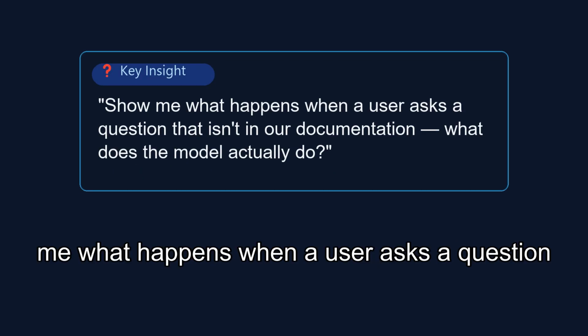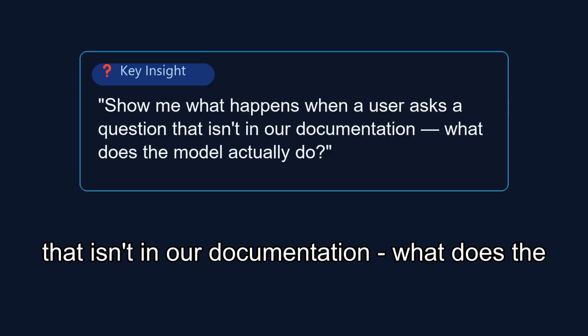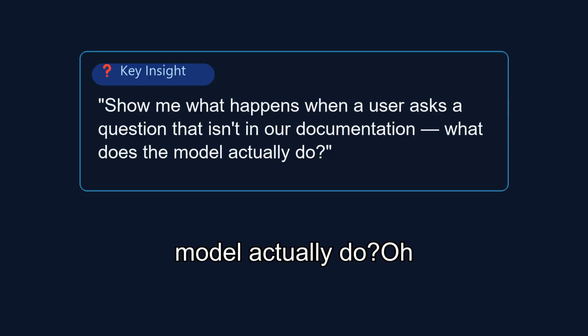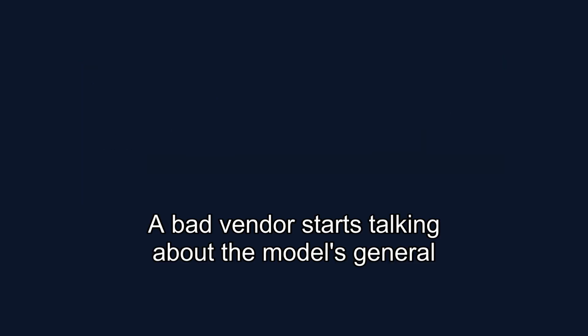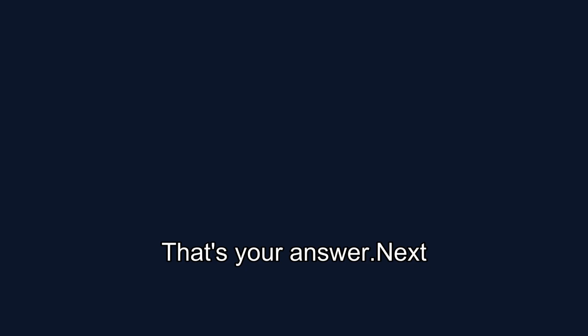So if someone pitches this to me, what's the one question I ask? Show me what happens when a user asks a question that isn't in our documentation. What does the model actually do? Oh, that's good. That's uncomfortable. A good vendor smiles, shows you the guardrail, explains the fallback. A bad vendor starts talking about the model's general capabilities. That's your answer.